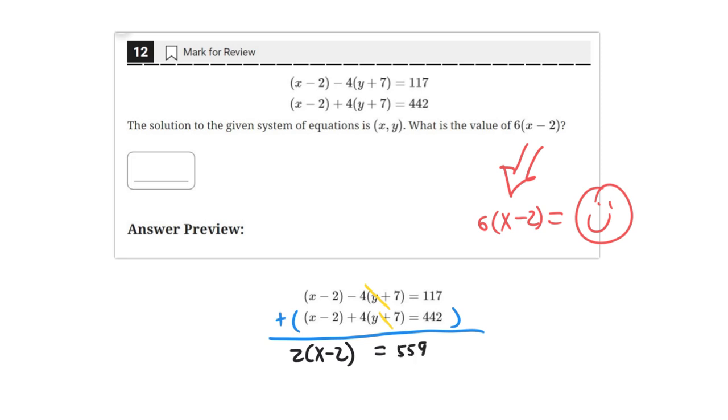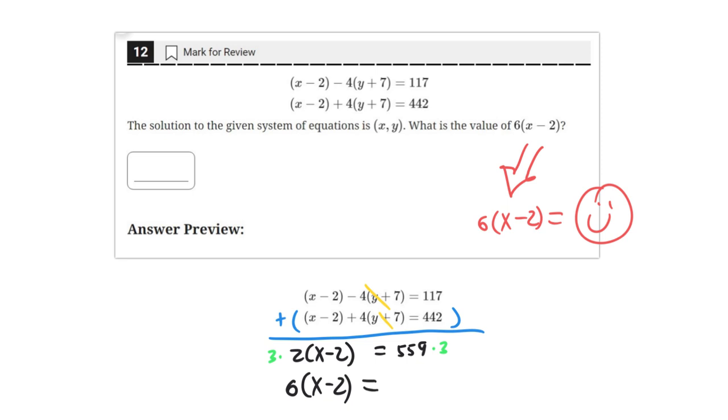955. Now, your instinct might be saying, oh, okay, divide by 2, solve for x from here. But no, no, no. Remember, we're not trying to solve for x. We're trying to figure out what's going on with 6 times quantity x minus 2. Well, it's almost like we're there, but we just have to multiply that by 3, don't we? We just have to multiply this by 3. So let's multiply literally both sides by 3. Wouldn't that give us a 6 times x minus 2?